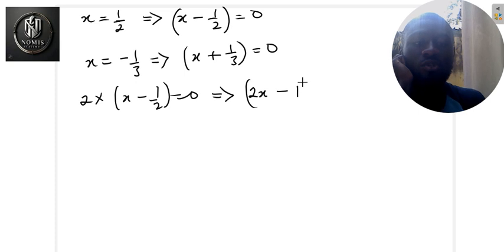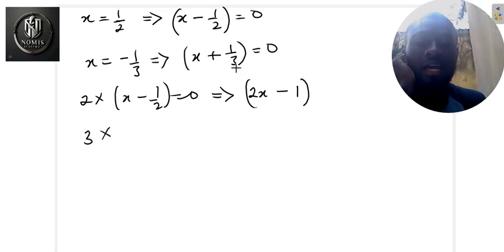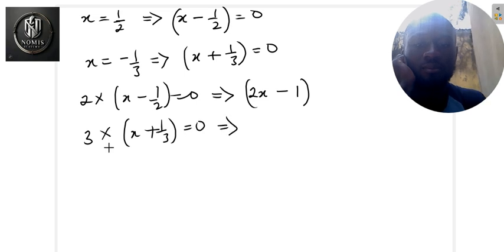And then the second can be done the same way. That one will be multiplied by 3 because we have 3 as the denominator here. So it becomes x plus 1 over 3 equal to 0. So it becomes 3 times x, 3x, plus 1 over 3 times 3, that's 1.